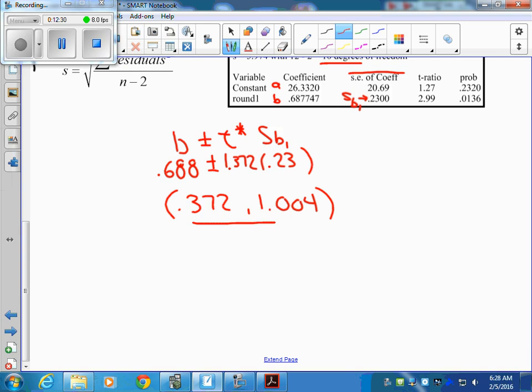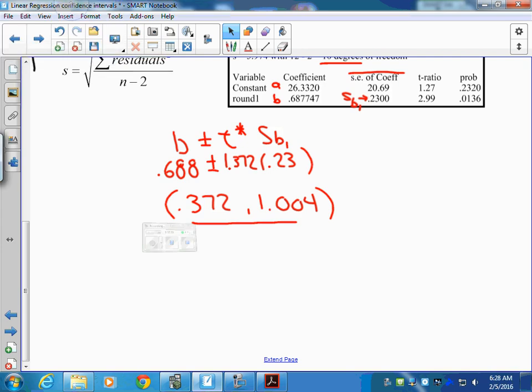Now, why are confidence intervals important? When we look at this range, we don't know if 0.688 is a perfect value, but when we look at this range of values that we're working off of, what we know is no matter what, we have a positive association between round 1 and round 2 scores. We don't know how strongly it's associated, but as the round 1 score goes up, the round 2 score goes up with it as well.